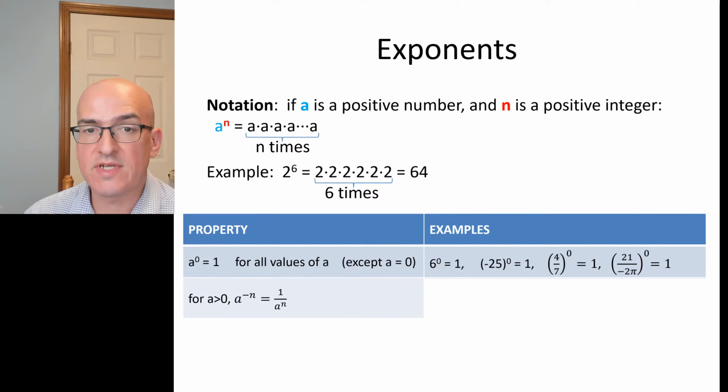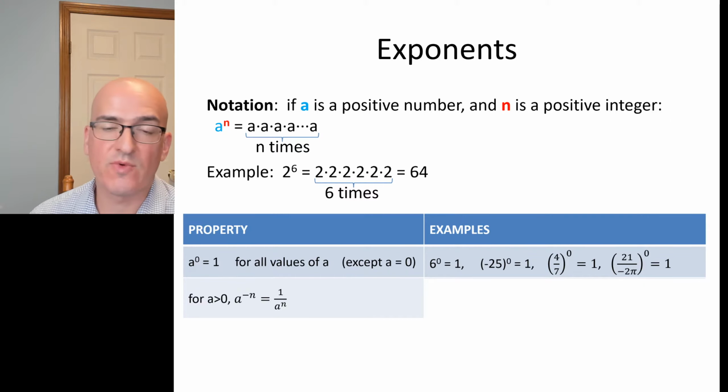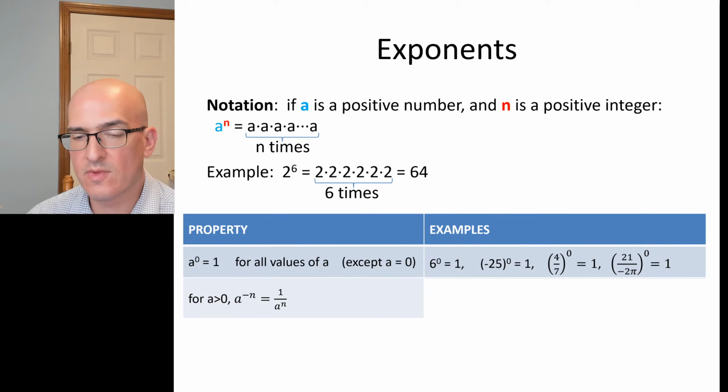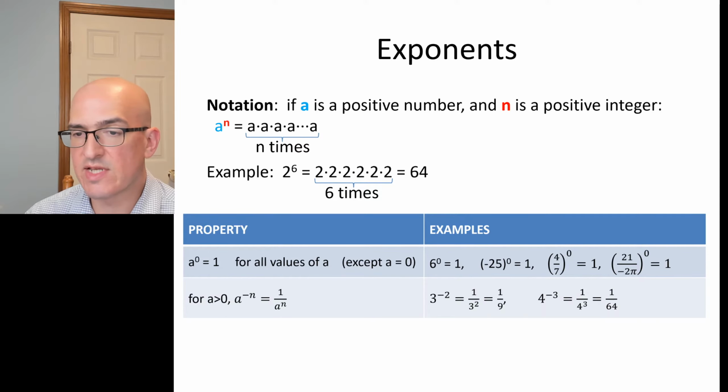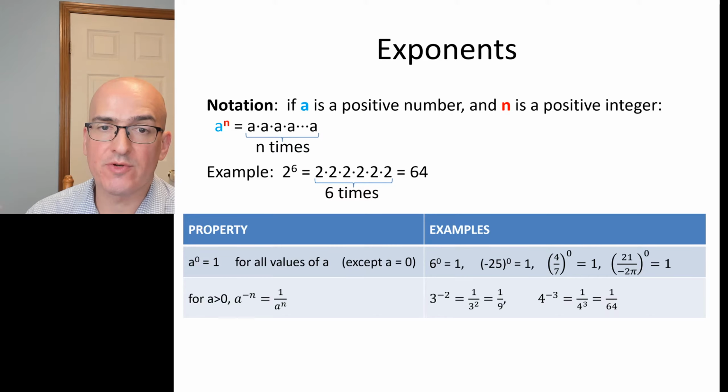Now, what happens if n is not a positive integer? What if we have a to a negative power? We would interpret a to a negative power as 1 over a to the positive of that power. So as an example, 3 to the power of negative 2, we would interpret that as 1 over 3 to the power of positive 2. Then we can simplify that. 3 to the power of positive 2 means 3 times 3, which is 9.